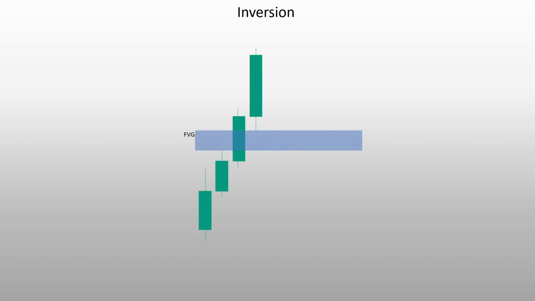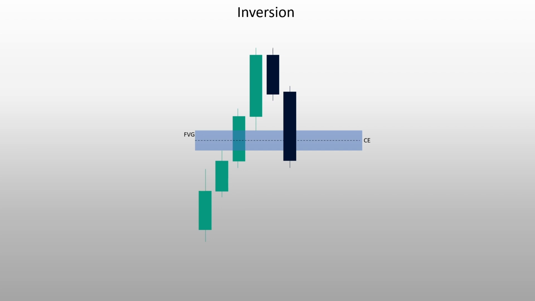Now let's learn about invasion. What is invasion? Let's see through an animated example. Here we have the market, and this is a bullish side fair value gap. This is our CE (consequent encroachment). The market retraces toward this fair value gap and directly fills it completely.